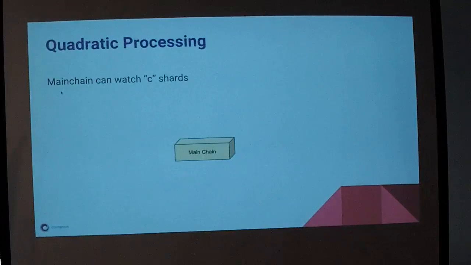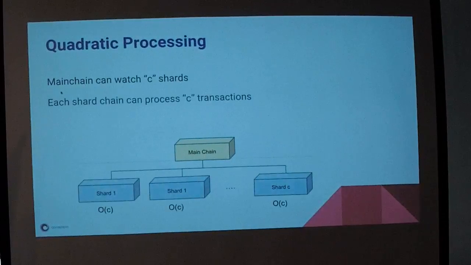So what does all this mean if we've got all these wonderful shards? Well, we talked about the main chain being able to, in this case, watch C shards. And what that potentially means is that we have a quadratic increase. Because, of course, each of our shards down the bottom can process C transactions, even if we stick to what we can currently do. So people have talked about EVM, when I get to it, being one of the potential ways to increase transaction throughput. But in comparison to sharding, this is the one that everyone believes is going to be the bigger, most performant upgrade we can do. Okay.